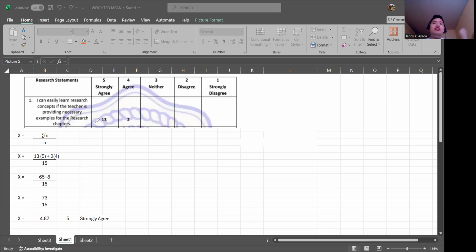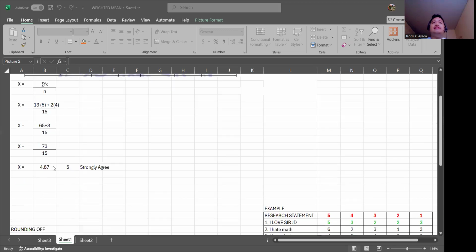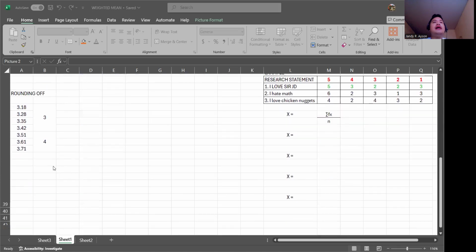So kung ano man yung maging kalabasan ng final result nyo kapag naka-round off na, titingnan nyo lang talaga sa part na ito kung ano yung interpretation ng number or ng value na nakuha ninyo. Okay, so ayun po, yung example ng weighted mean. But punta tayo sa rounding off natin.